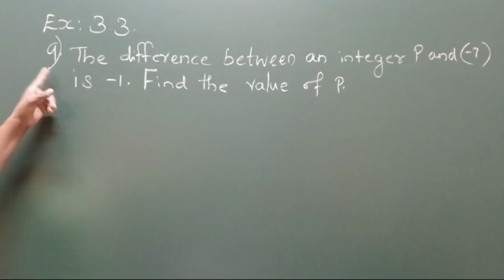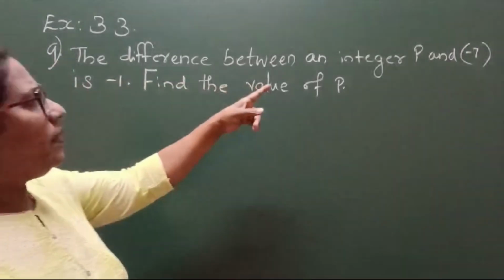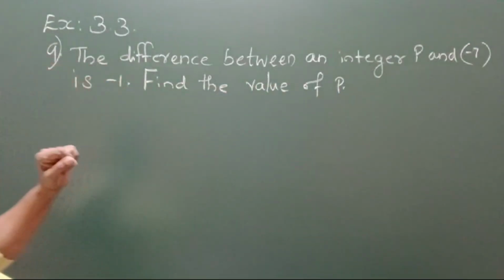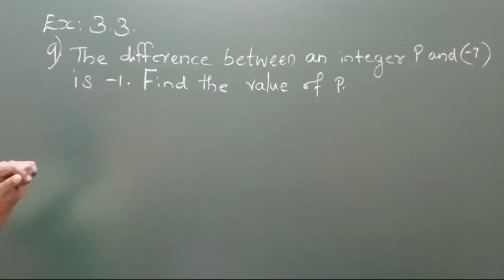Question number 9. The difference between an integer p and minus 7 is minus 1. Find the value of p. How to find the value of p?